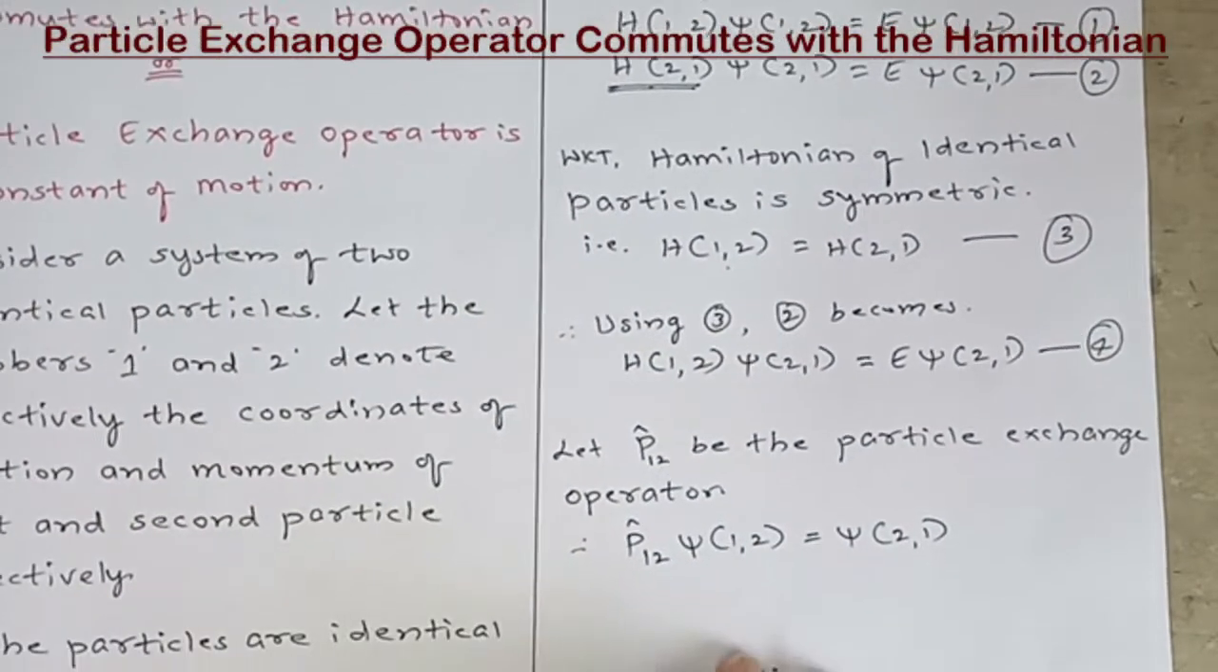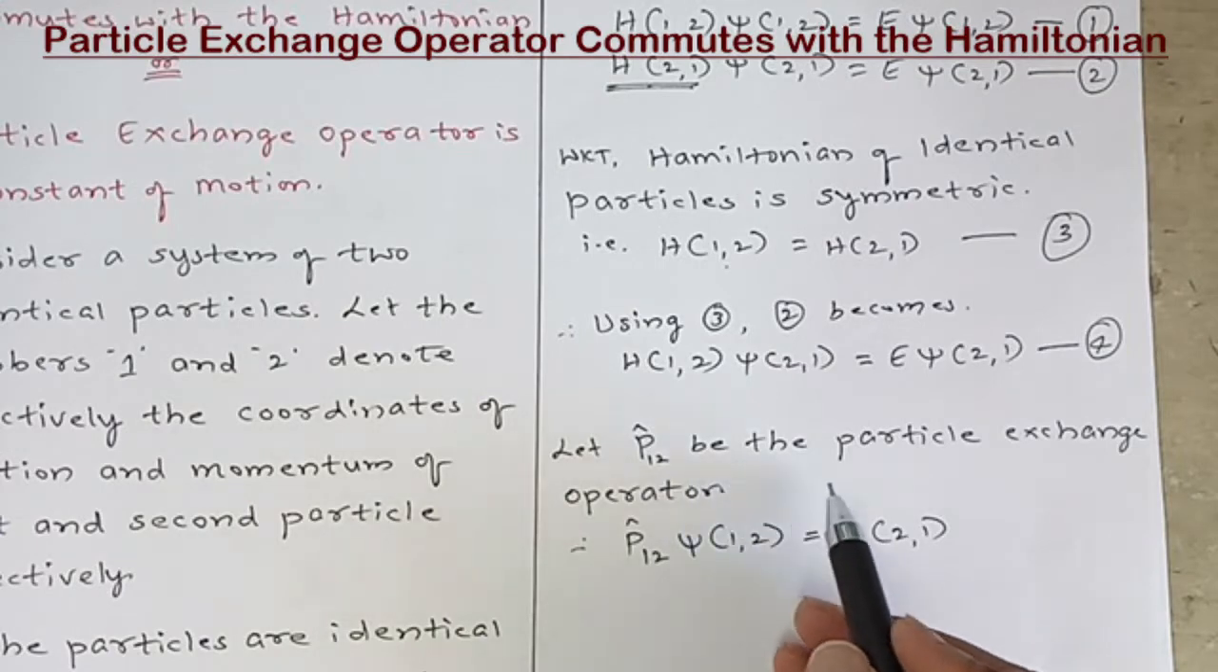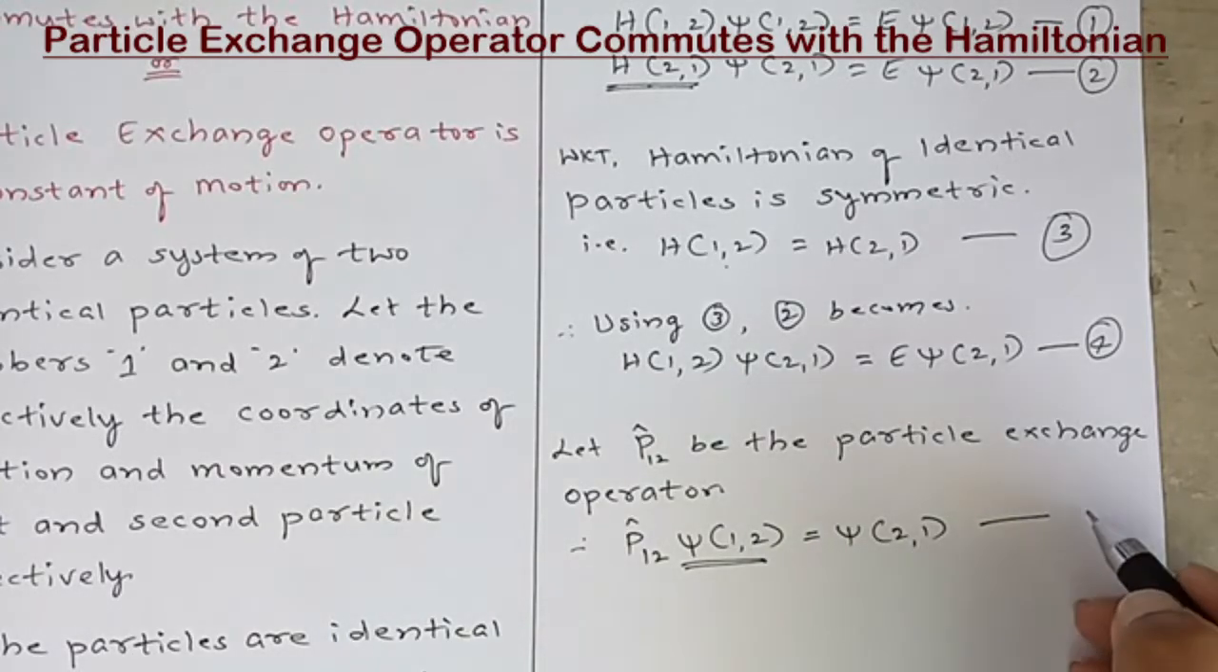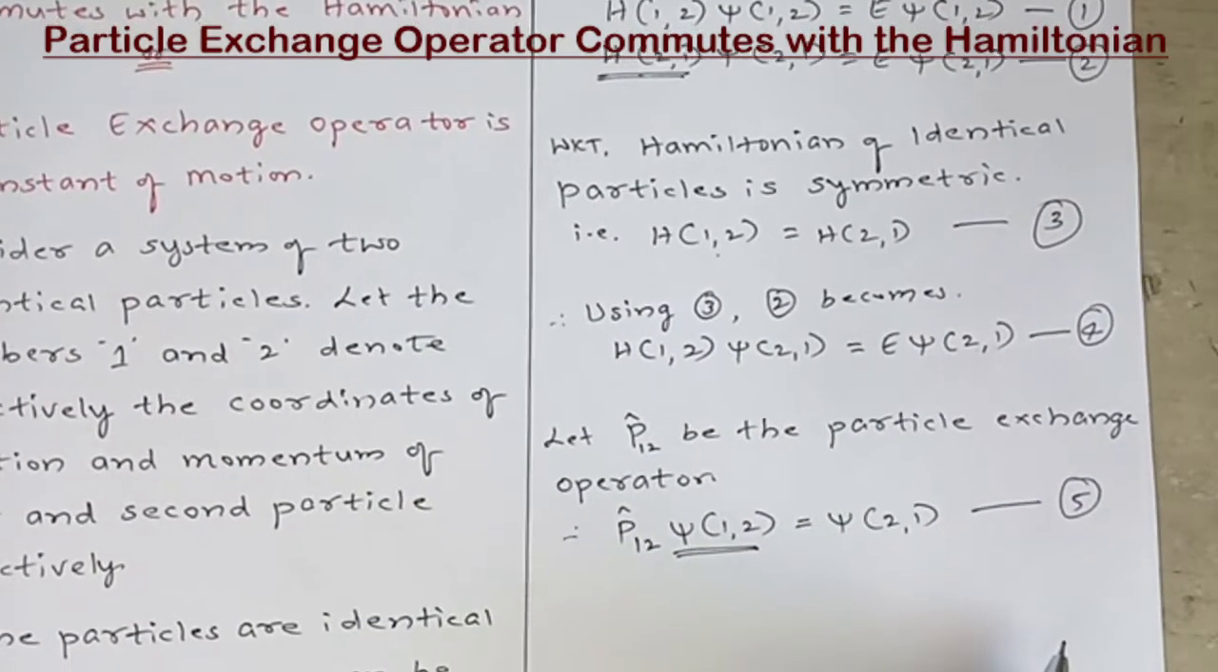Now let P12 be the particle exchange operator. And we know that when the particle exchange operator operates on a state psi(1,2), it interchanges the coordinates. That is, the state becomes psi(2,1). So this is our particle exchange operator. Let us call this equation number 5.